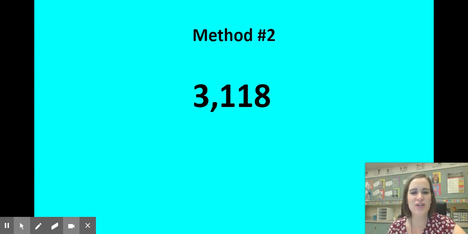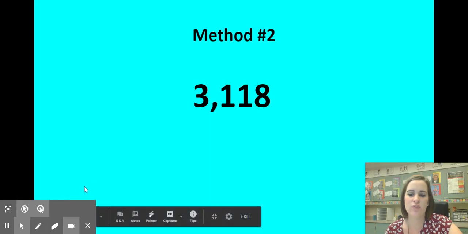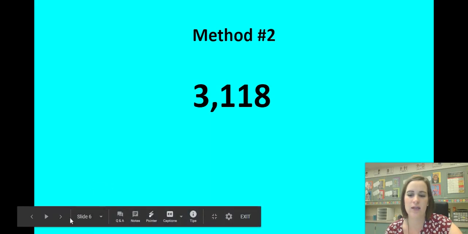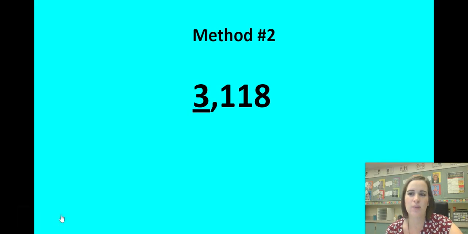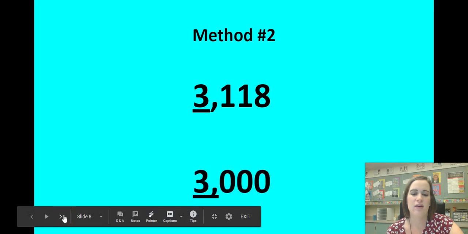Okay, so now I'm going to teach you another method for rounding. And in this method, you're first going to write the number you're rounding. And this number we are rounding today is 3,118. Next, you're going to mark the digit in the place you are rounding to. So today we're rounding to the digit in the thousands place. All right, so I'm going to mark that digit. And then I'm going to replace all of the numbers to the right of this digit with zeros. This number is the lower number.